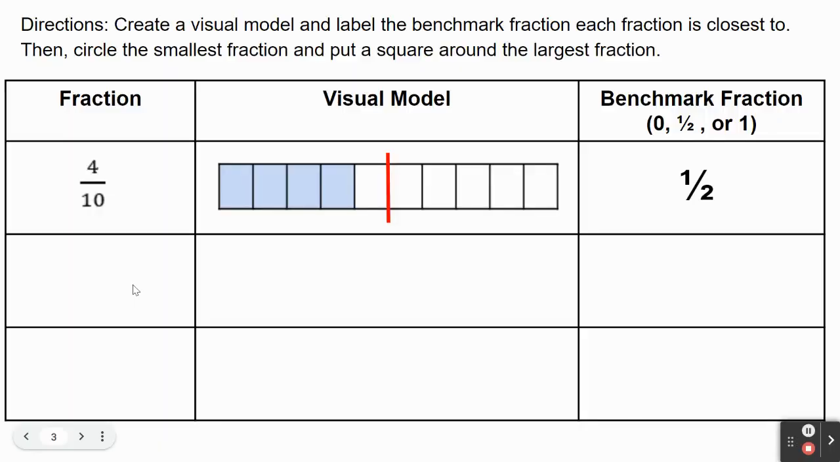In the table, we're going to create a visual model and label the benchmark fraction that each given fraction is closest to. Then we'll circle the smallest fraction and put a square around the largest fraction. The first row is done for us.